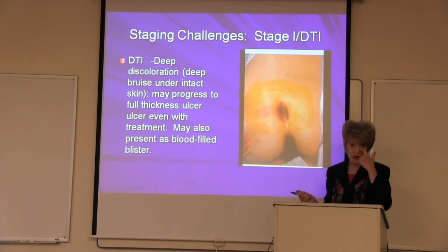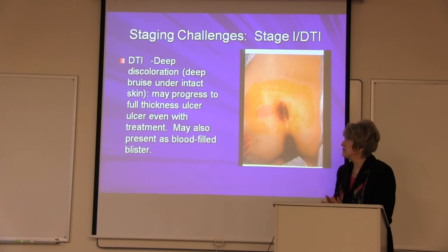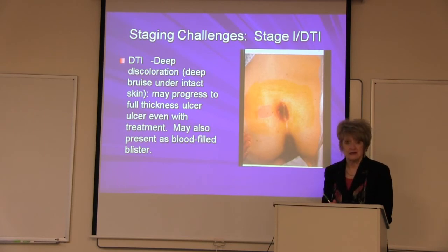Deep tissue injury. We talked about this under our class on pathology. This is where you have deep discoloration. It's a purple, black discoloration. It looks like a deep bruise under intact skin. This signifies that there has been significant damage to the deep tissues. There's some thinking that this deep purple discoloration might reflect necrosis of underlying tissues or may reflect disruption of blood vessels and leakage of blood out into the tissues.